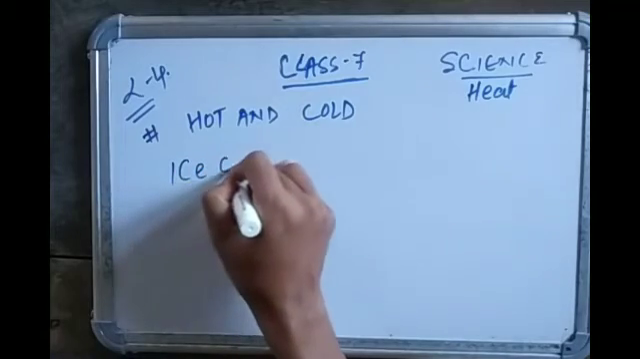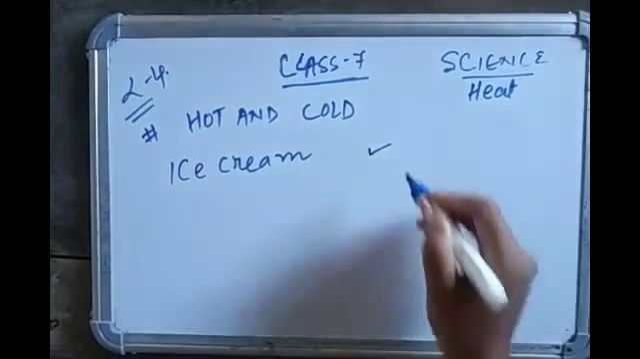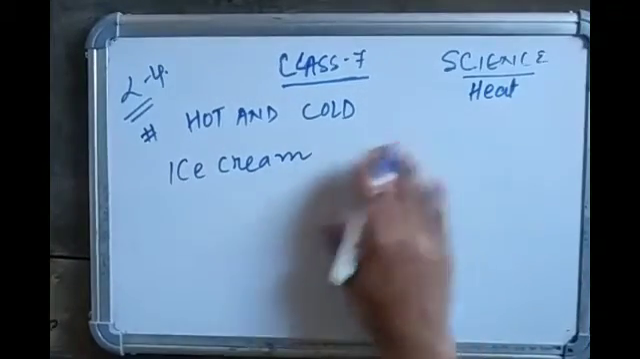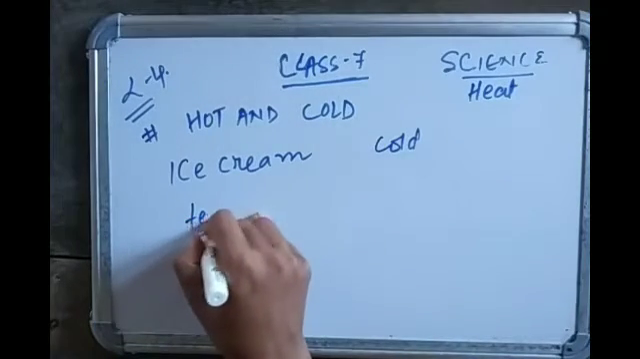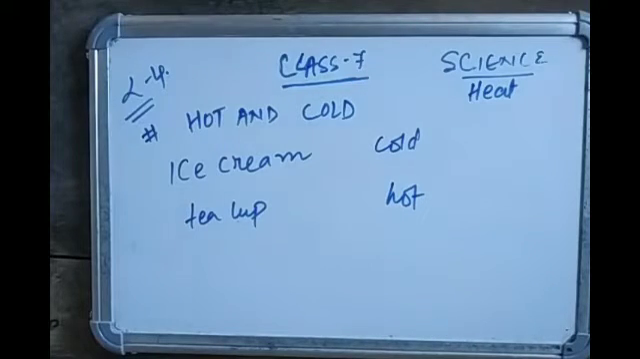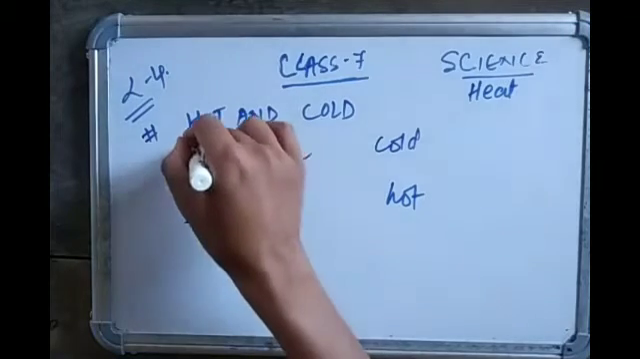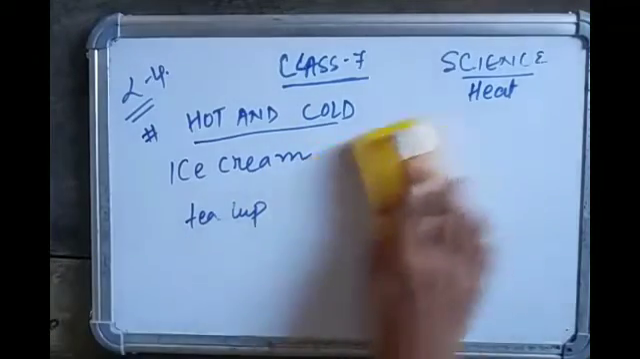Say for example, ice cream, or a cup of tea. So tea is hot and ice cream is cold. So how do we decide which object is hotter than the other?